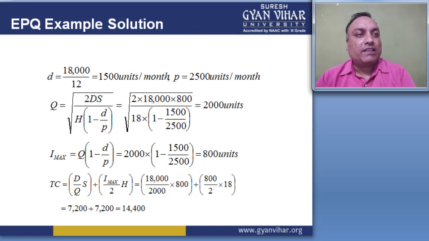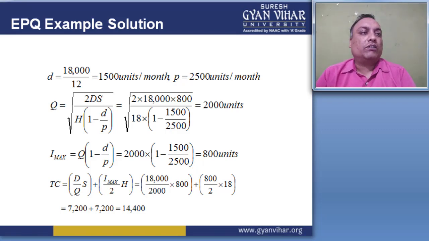For this case, I max is next. I max uses the formula Q times (1 minus D by P). This is equal to 2,000 into (1 minus 1500 divided by 2500), and this is equal to 800 units.